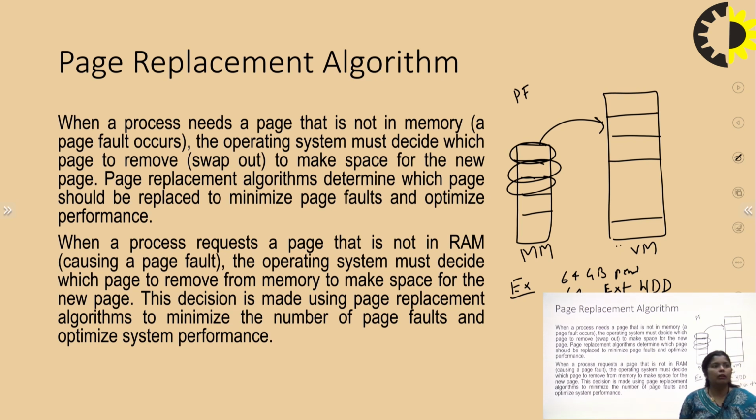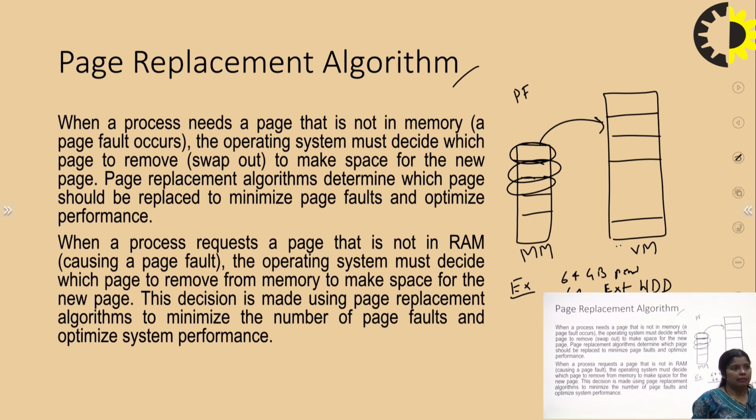Fine. So, the page replacement algorithm actually determines which page should be replaced. It may be an obsolete page, or a newer one, or a current one you are going to replace. After the page fault occurs and the page is replaced, the main motive of the page replacement algorithm is to minimize the number of page faults and optimize the system performance.